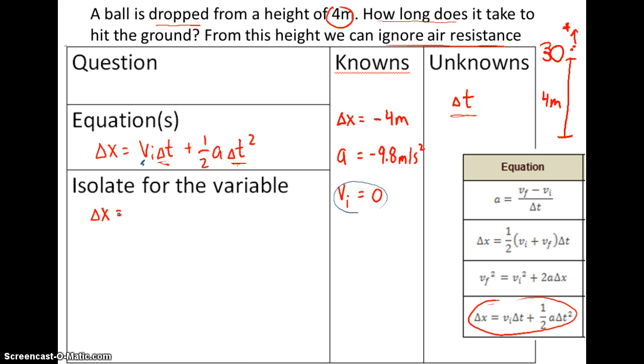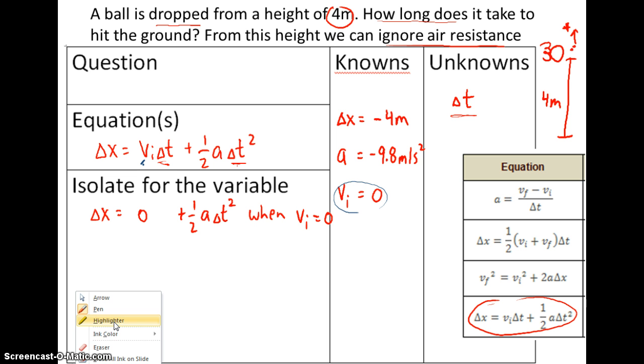Delta x is equal to 0 plus 1/2 a delta t squared, when the initial velocity is equal to 0. If we make this 0, the entire term is 0. So this is a little bit easier to solve for. We got to get the time all by itself. So what can we do to both sides to get time all by itself? Let's get rid of that 1/2 a. What I do to one side, I have to do the other.